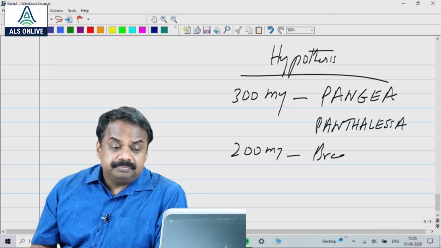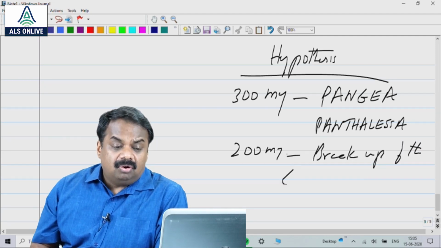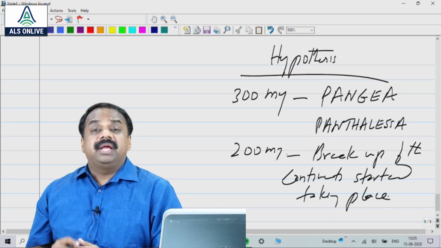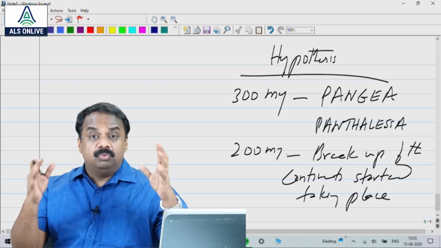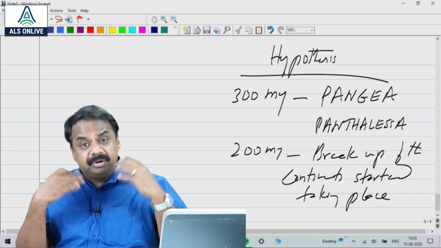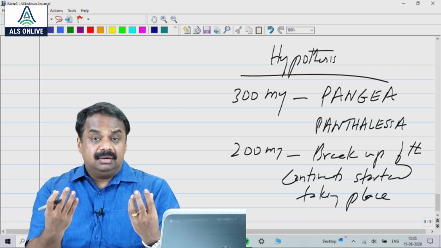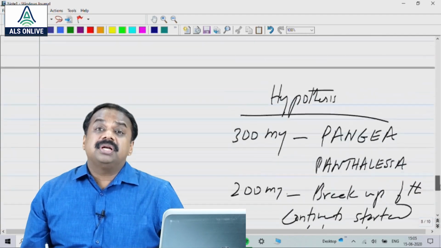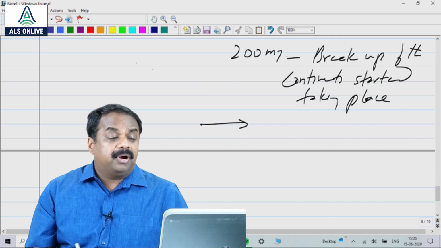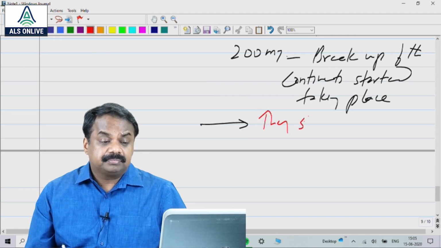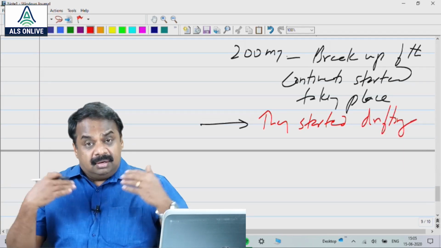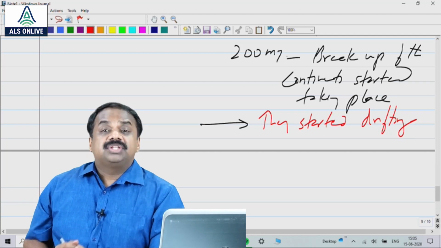So breakup of the continents started taking place. These continents started breaking down, the breakup of the continents from the supercontinent Pangaea, and after the breakup these continents started drifting away from the original place. The third point is they started drifting, and drifted to reach the present location in the last 200 million years.